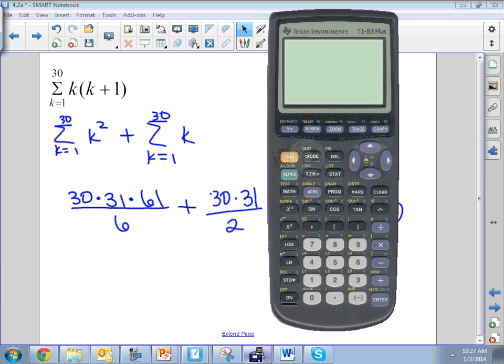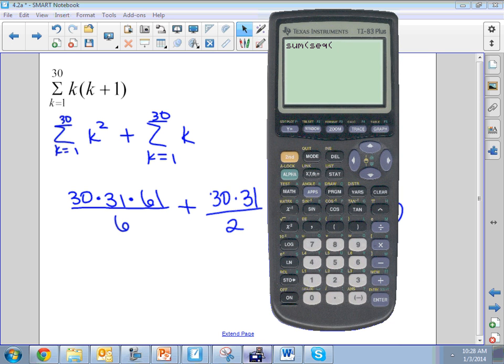Okay. So if you have an 83, you can go to second list, and over in math, there is a sum. Then we're going to sum up a sequence. So then you're going to go back to list, and in operations, we're going to go to a sequence. Okay, this is all in second list. So we're going to sum up the sequence.